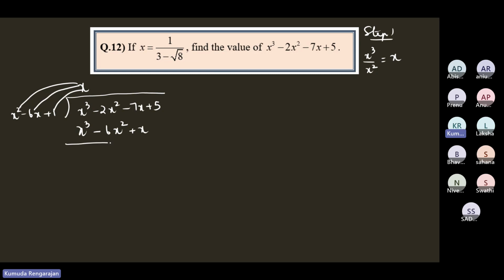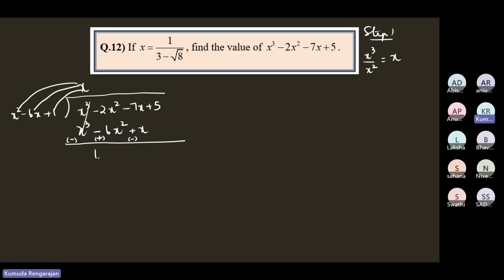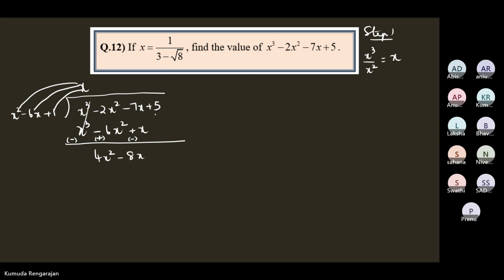That's all. Now change the signs because you'll have to subtract. Always, division means subtracting only. So plus becomes minus, minus becomes plus, plus becomes minus. Now this gets cancelled. This is 4x squared, and minus 7x minus x is minus 8x. And this plus 5 comes down.